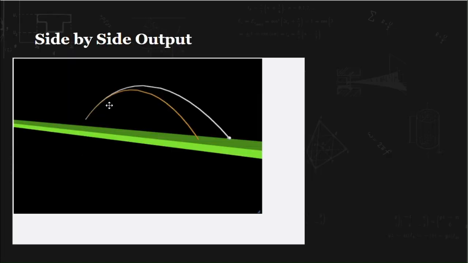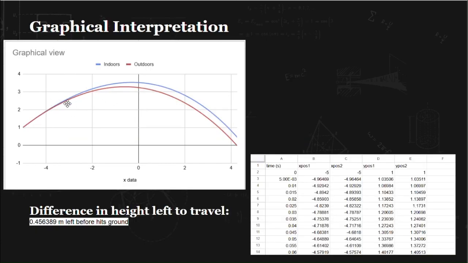So here's just a side-by-side straight away of what it looks like. As you can see, this is the one with drag, this is no drag, so there's a clear difference in how far they can both travel. This is what it looks like on a graphical view of the x versus y positions, and as you can see, there's a difference. This tells us the difference in height left to travel between the indoor versus outdoor scenario was there's a whole extra, essentially 0.5 meters left before it hits the ground. So definitely throwing it indoors allows it to travel farther, based on the Google Sheets graph I got here. So that is something key to know, so we essentially answered our question using that.